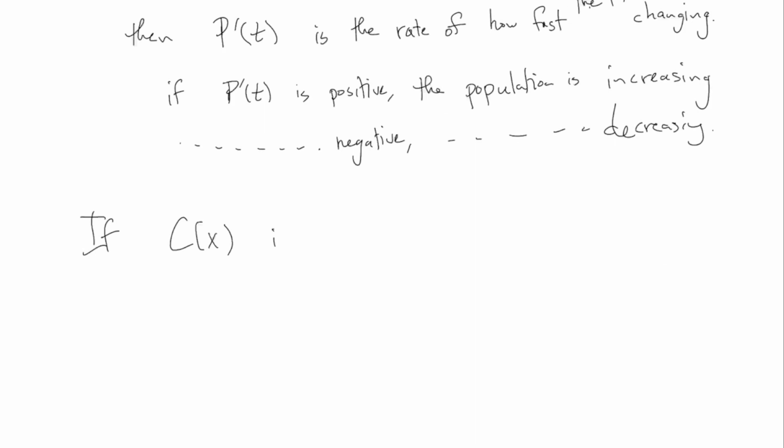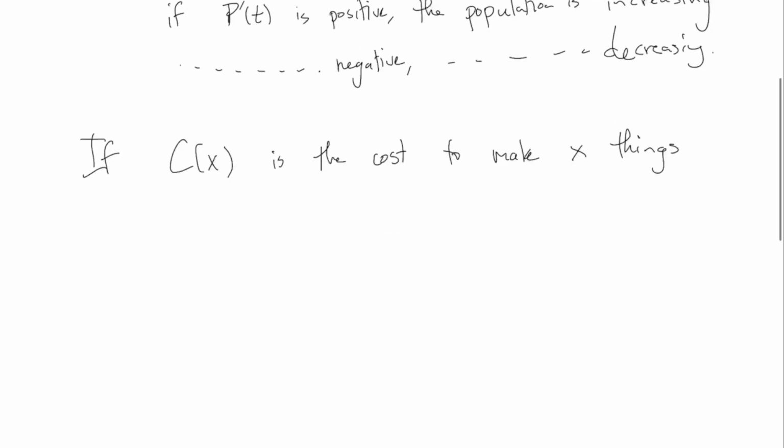If C of x is the cost to make x things, like if I'm making, I don't know, shoes or something. Of course, if I make 0 shoes, that doesn't cost me anything. If I make 100 shoes, that will cost me a certain amount. If I make 200 shoes, that costs a certain amount. So this is what my function is. C of x is the cost to make x things. Now, this has nothing to do with time. I'm just saying for different amounts of whatever I can make, it will cost me different amounts to actually produce them. And then what does the rate of change of that represent?